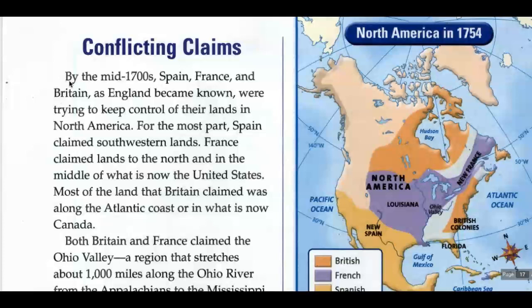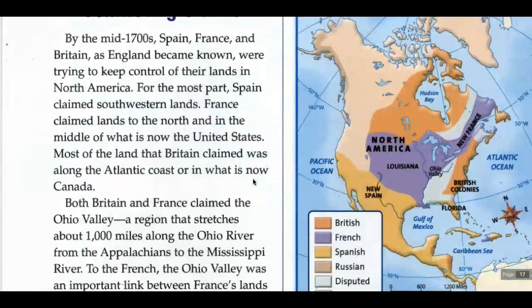Make sure to write down what you think is important in your notes. By the mid-1700s, Spain, France, and Britain, as England became known, were trying to keep control of their lands in North America. For the most part, Spain claimed southwestern lands. France claimed lands to the north and in the middle of what is now the United States. Most of the land that Britain claimed was along the Atlantic coast or in what is now Canada.